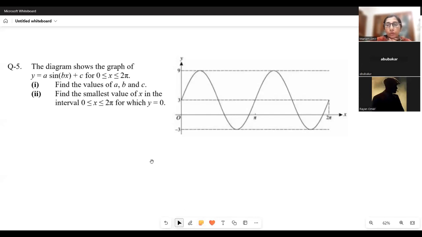We're doing question number 5 of the trigonometry worksheet. The diagram shows the graph of a sine bx plus c for 0 to 2 pi. Find the values of a, b, and c. Okay, let me just highlight this.